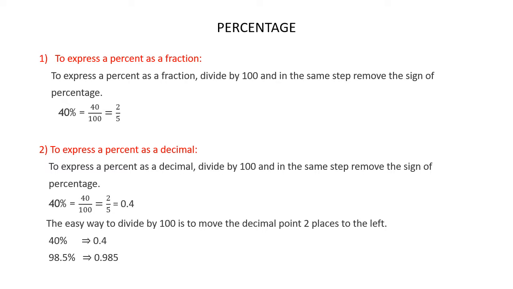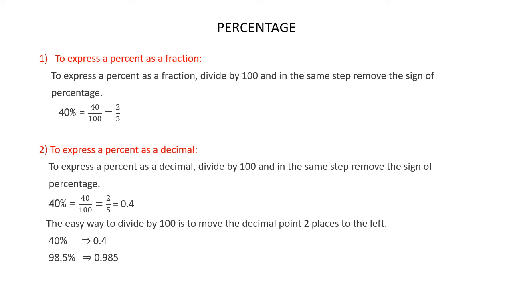To express a percent as a decimal, divide by 100 and in the same step remove the sign of percentage. So 40% is written as 40 divided by 100, which is nothing but 2 by 5. So now when you divide 2 by 5, you will get 0.4. So 40% is expressed as the decimal 0.4.